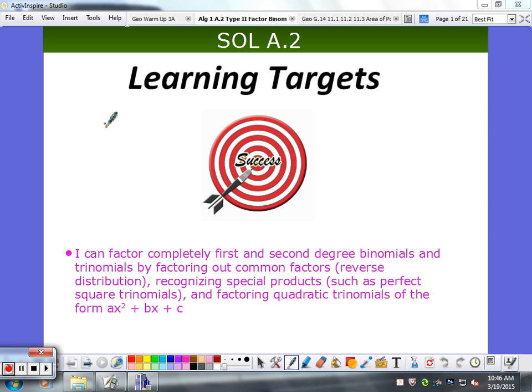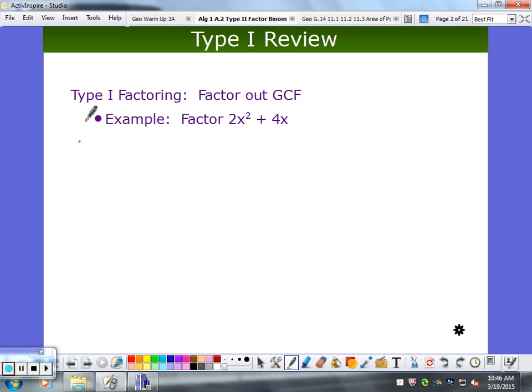So we've done type 1. You guys are pretty good with type 1. Let's do a quick review of type 1, okay? So top of your paper there.